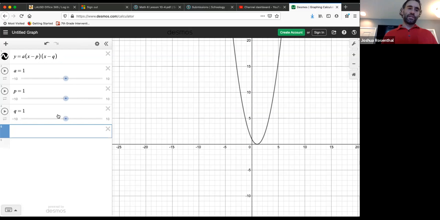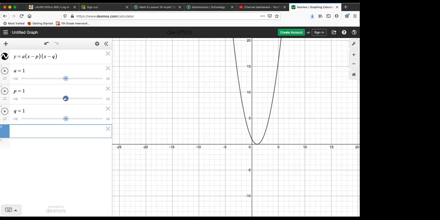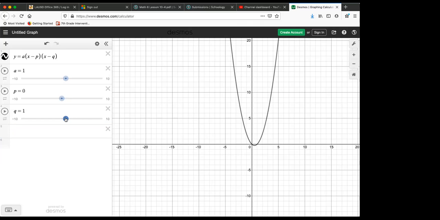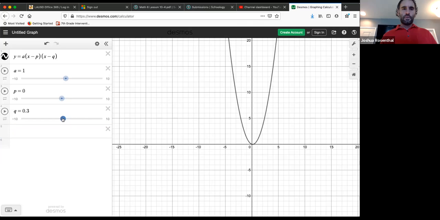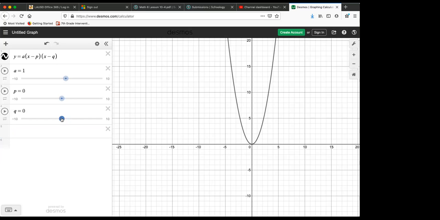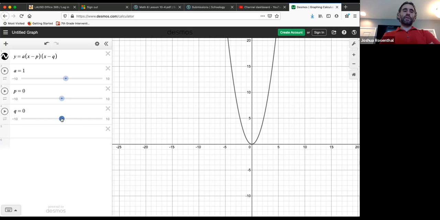So when it's in factored form with some A being multiplied, and A could be 1, it doesn't have an effect. And if you want a parent function, what should I do with P? 0. And Q? 0. There you go, there's your parent function. Because when P and Q are 0, you just get X times X, X squared. And A is 1, so it's just 1X squared.